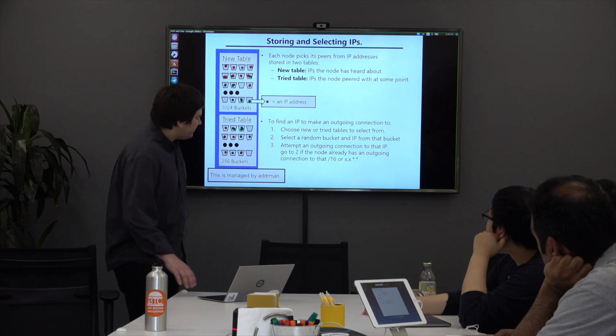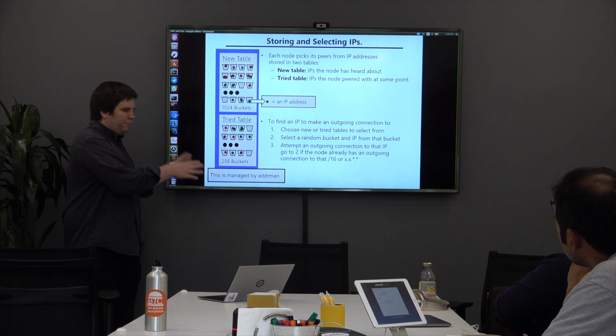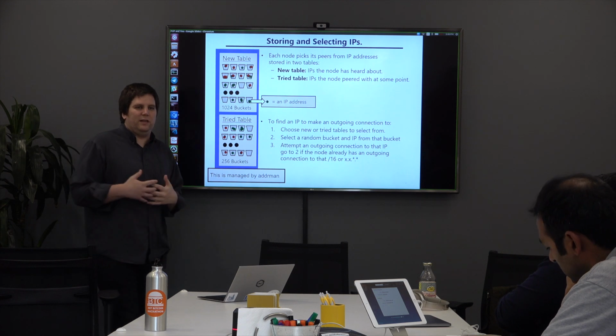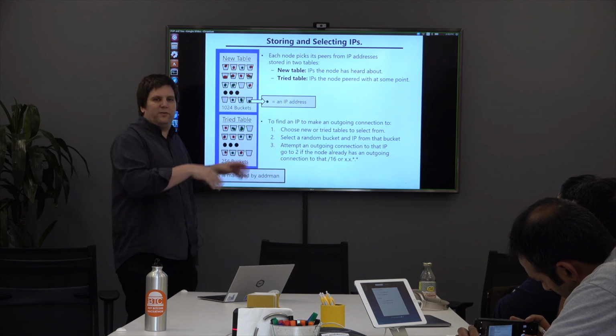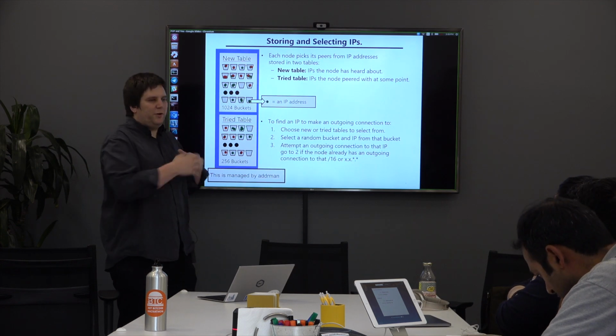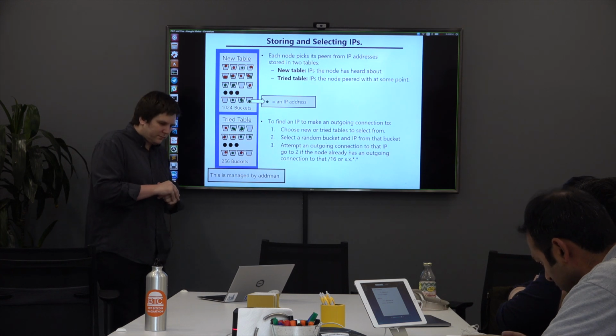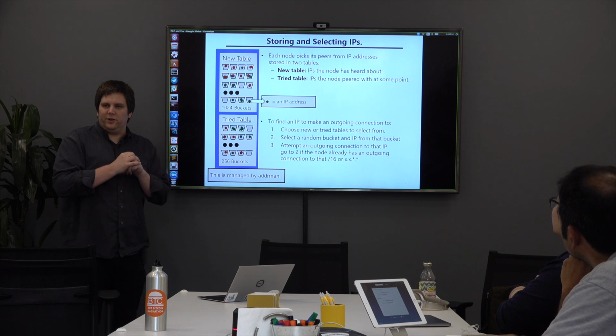So we're looking at Bitcoin here, using it as an example. Other blockchains do this in a slightly different way. Botnets also have a similar peer selection system. But for our example, we're going to look at how Bitcoin's peer selection works.